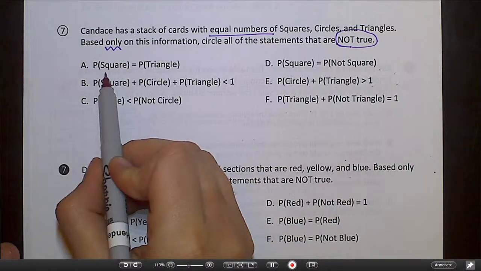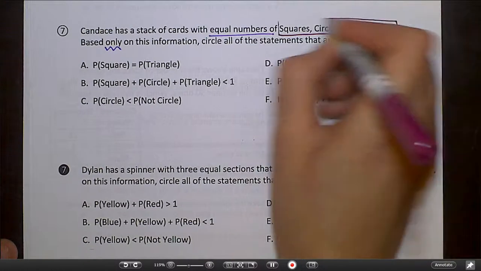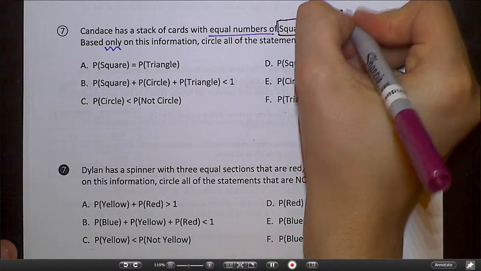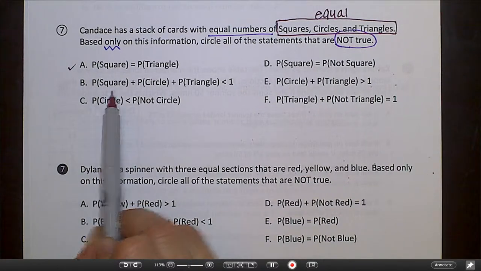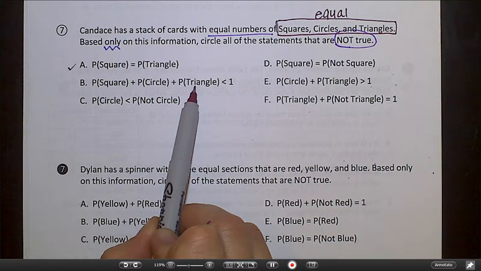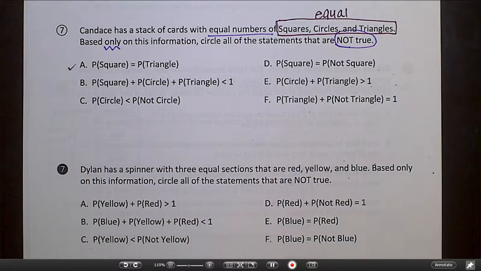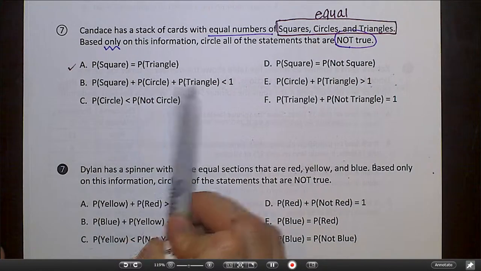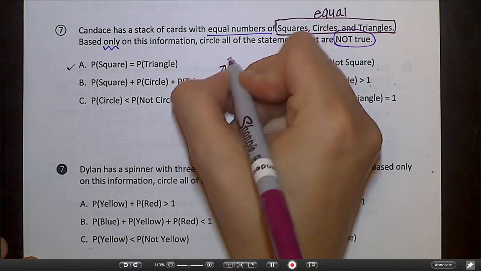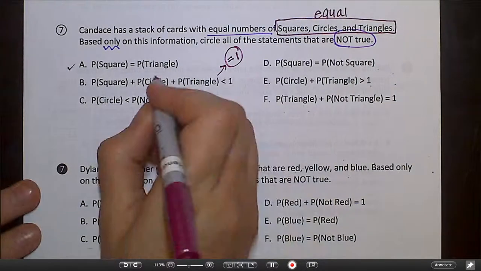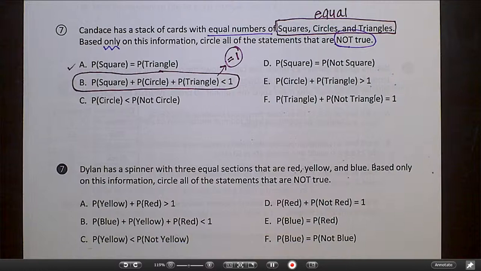Okay, the probability of a square is equal to the probability of a triangle. That's true, because all 3 of these are equal. So that one's good. We're not going to circle it. The probability of a square plus the probability of a circle plus the probability of a triangle is less than 1. Okay. This one can't work because if we add up the probabilities of all the things that we could get, it has to equal 1. So really this should say equals 1. So I'm going to circle this one because this is not true. If the probability is less than 1, then that means there has to be some other option, and there's no other option here.